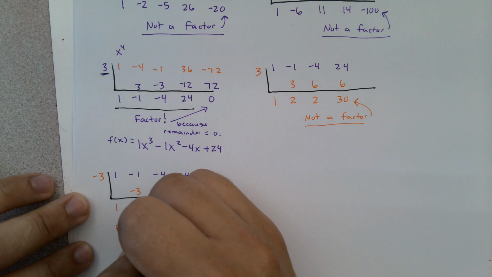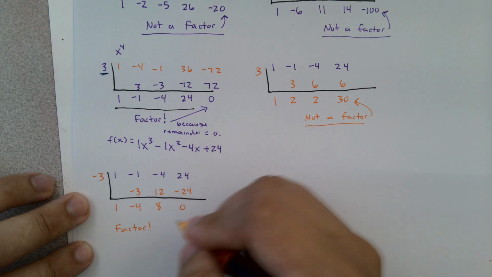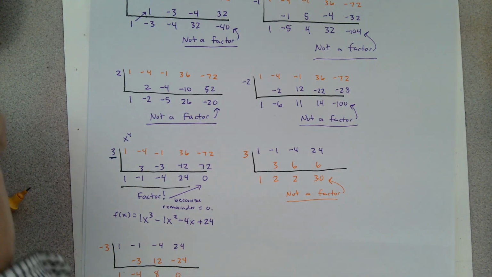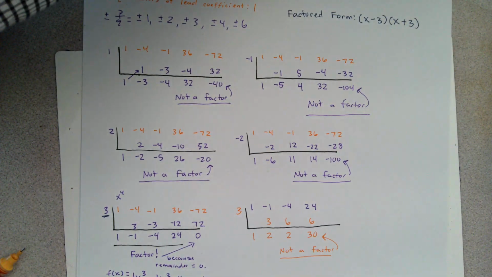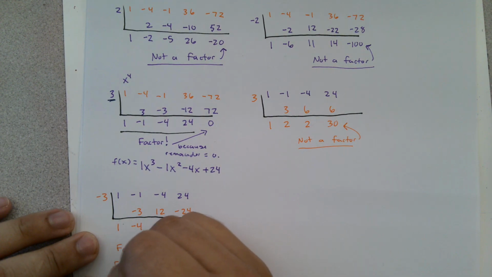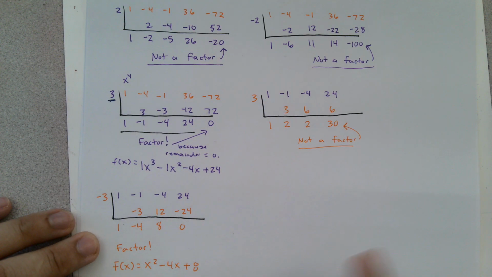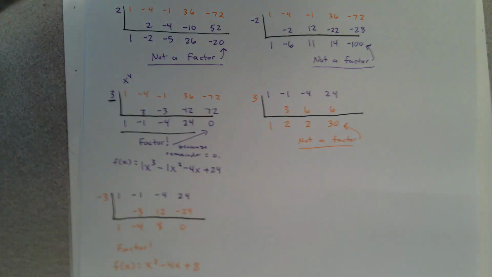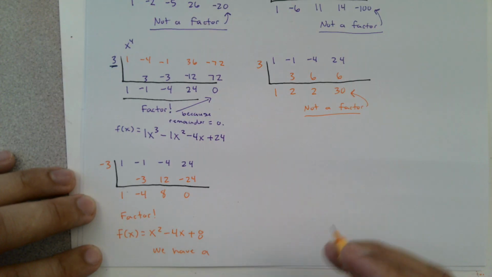Factor. Because, again, for the same reason here, the remainder is 0. So we have our second factor. If the root is -3, the factor that goes along with it is x plus 3. Also, we now have what we want. F of x is now x squared minus 4x plus 8. We have a quadratic. A quadratic is any polynomial where the degree of it is 2. We have a quadratic.